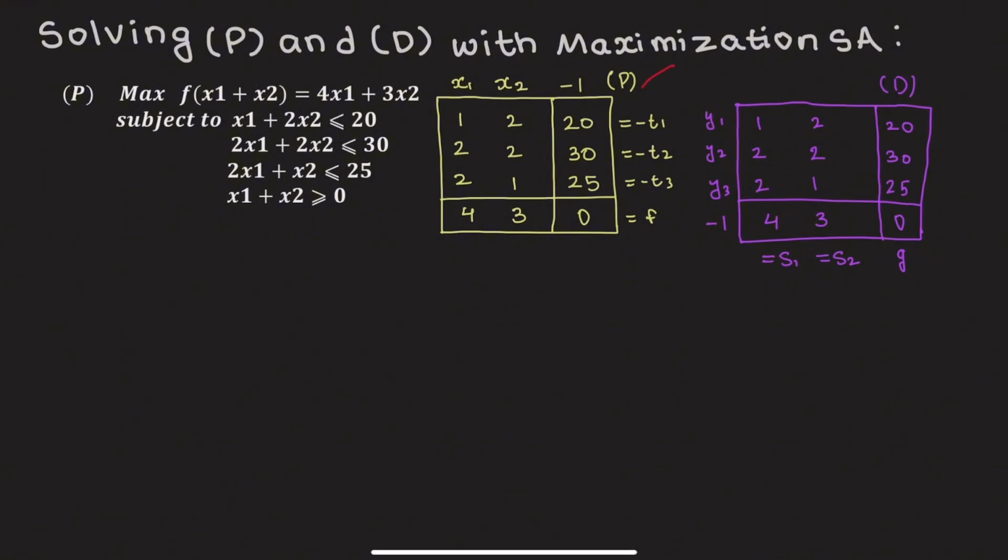So this is a primal table and this is our dual table. The values are all the same. The only difference is in the labeling. Here on the top we have x1, x2, and -1, and these are our slack variables. And here the labeling is on the left hand side, y1, y2, and y3, and the slack variables are at the bottom, s1 and s2.